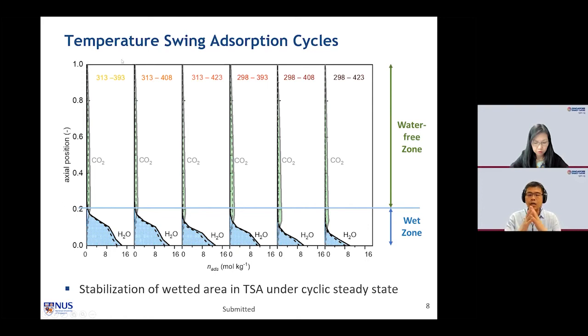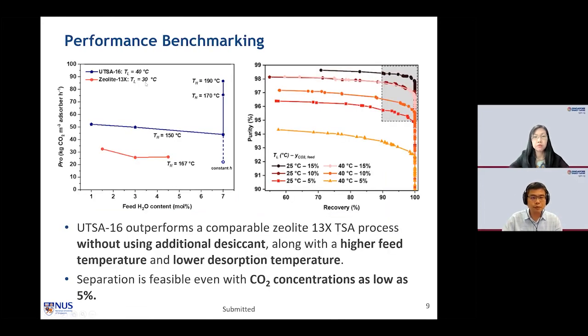We've run many rounds of cycles until we reach the equilibrium state of cyclic steady state, and we found that although we cannot completely remove the water from the column, under some conditions the water will only accumulate at the entry part of the column. That means the majority of the column is still dry and water-free. So the biggest take-home message is that with this temperature swing, we can successfully regenerate our adsorbent, even in the presence of moisture. And we've done some performance benchmark.